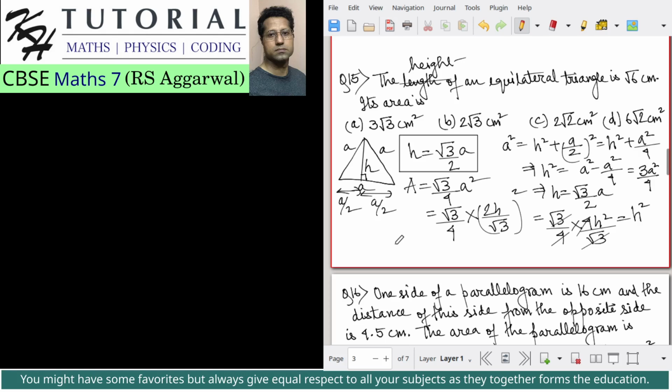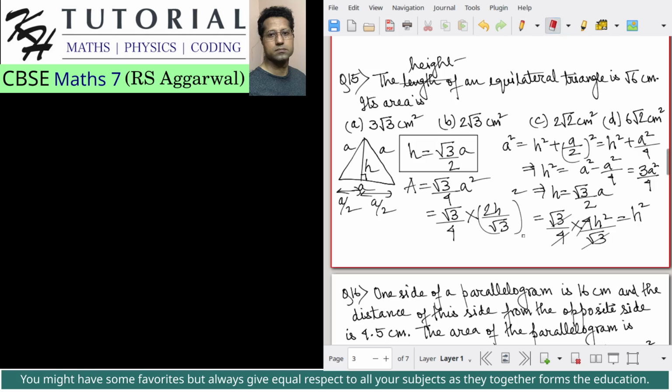Area, no, I am wrong, because the height of the equilateral triangle is given to be square root of 6 and the square of square root of 6 is 6. There is no choice, 6. Let me quickly check whether I have it right, whether area is equal to h square or not. Okay, so I made a mistake.